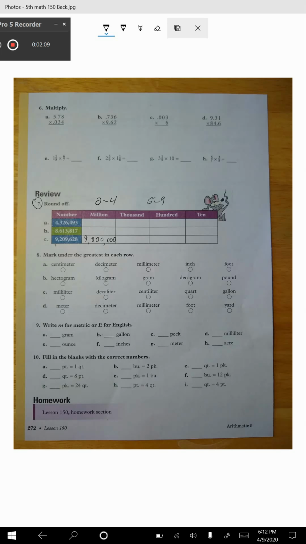The next one is the thousands place, and this 9 is in the thousands place. So I look at the 6 after it, and that 6 will round that 9 up to a 10, which will make that 0 a 1. So we have 9,210,000.